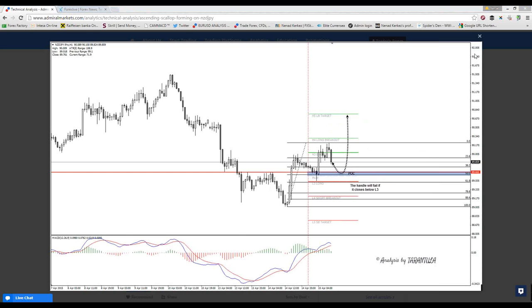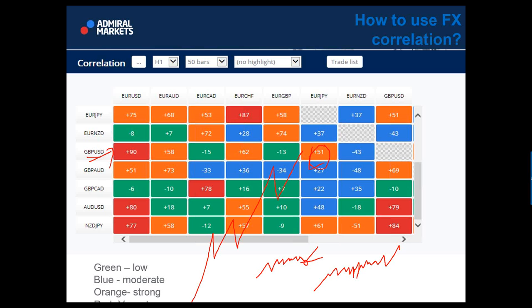Another question: is it okay to trade pairs that are negatively correlated at the same time? Douglas, you can do that, but sometimes it means that you are hedging your position. For example, if you go short on euro dollar and Australia dollar, that means that if you're right, both of your trades would win.